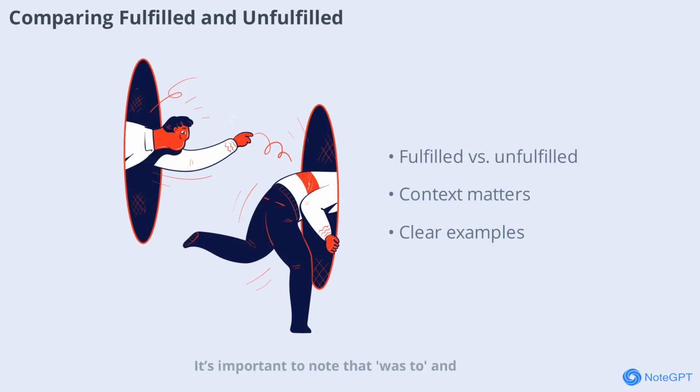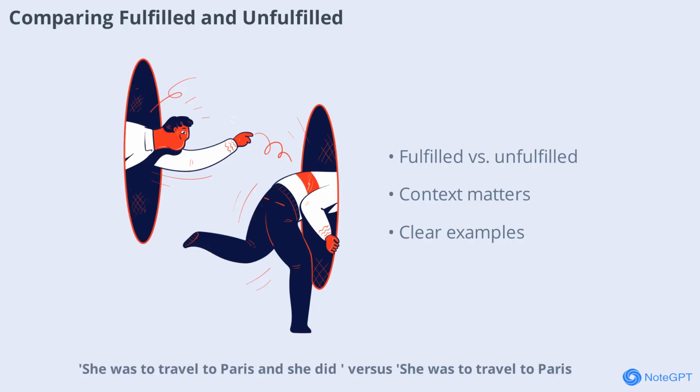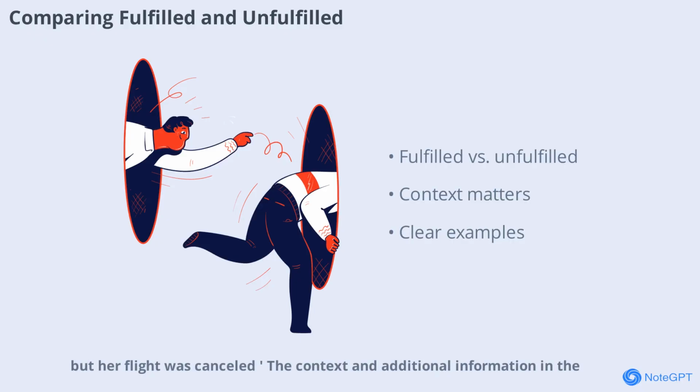It's important to note that was to and were to can describe both fulfilled and unfulfilled plans. For example, she was to travel to Paris and she did, versus she was to travel to Paris but her flight was canceled. The context and additional information in the sentence show whether the plan happened or not.